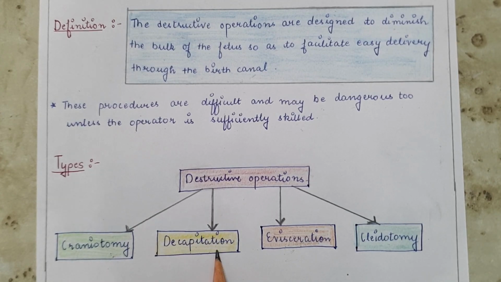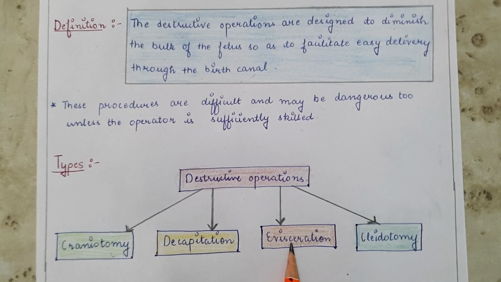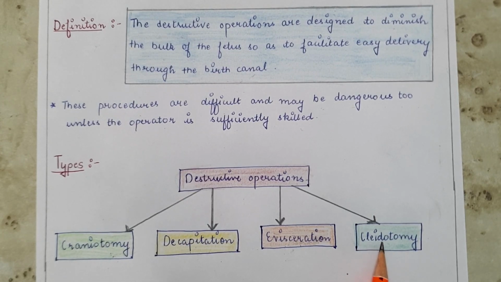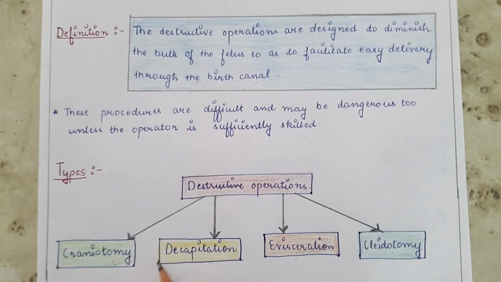Next is decapitation. In this case, the fetal head is separated from the fetal trunk. Next is evisceration. In this case, the contents of the abdominal and thoracic cavity are removed, and it is mainly done in the case of fetal ascites. Next is cleidotomy. In this case, in order to reduce the shoulder girth, one or both clavicles are cut so that the fetus can easily deliver through the birth canal. Next, I am going to discuss all these types one by one in detail.